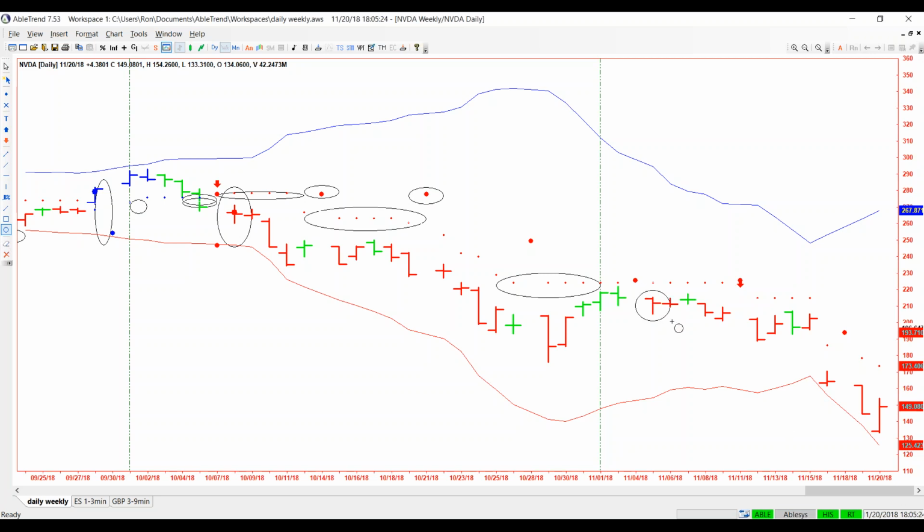These are what we call sweet spots. When the prices pull back up to the red dots and the bar goes from green to red, green to red, that's a sweet spot.